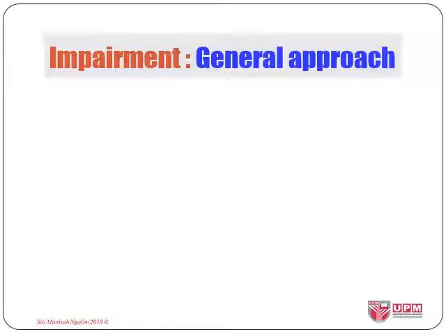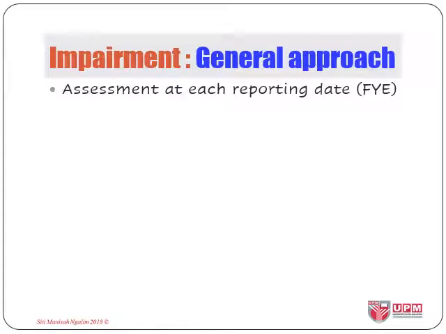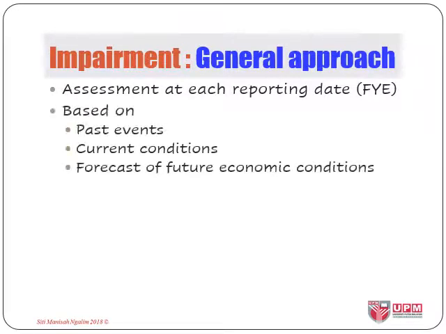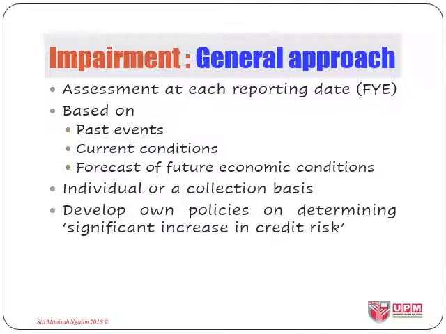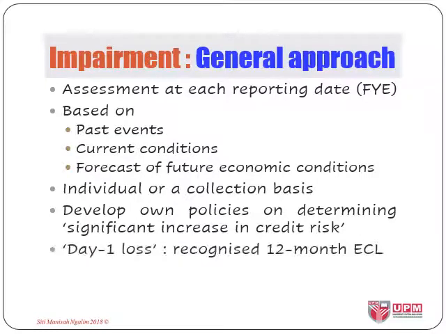In the end, to apply a general approach of impairment, assessment should be done at each reporting date. It must be based on reasonable and supportable information at the reporting date about not only past events but also current conditions and future economic conditions. It shall be done at individual instruments level or a collection of instruments. An entity shall develop its own policies to determine the significant increase in credit risk. An ECL shall be recognized from the point at which the financial asset is originated or acquired, which refers to day one loss.